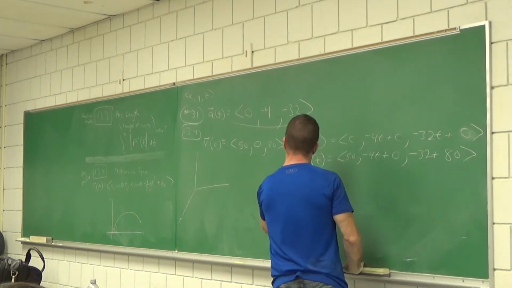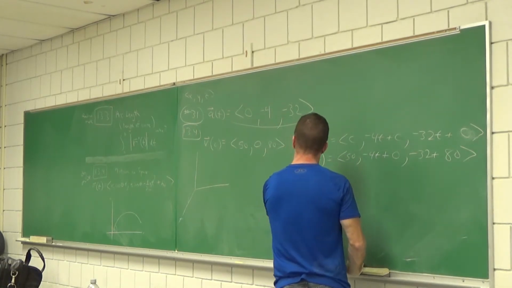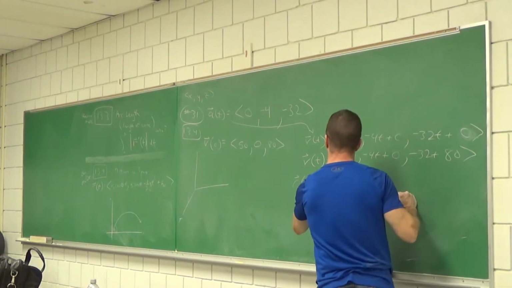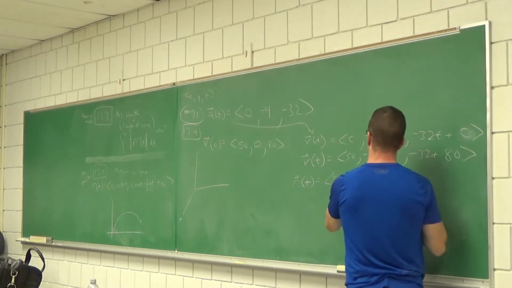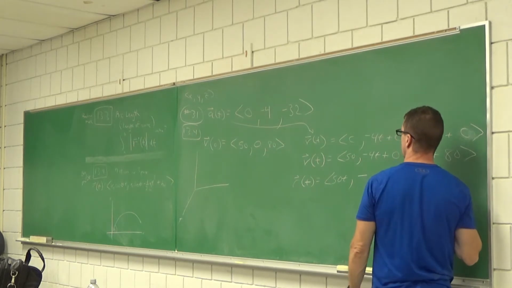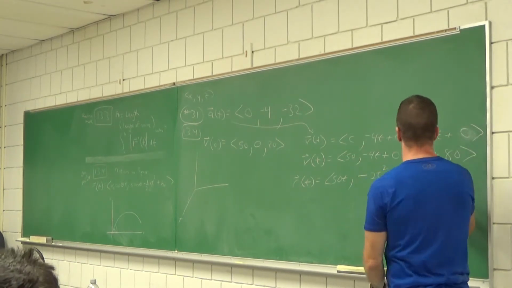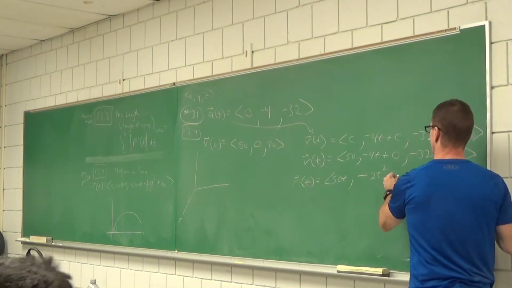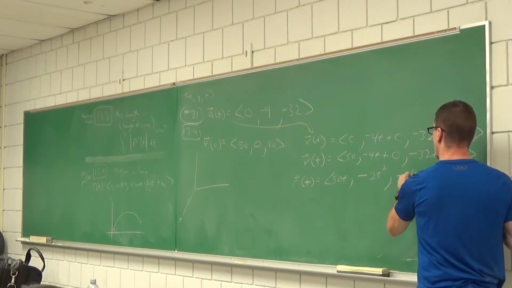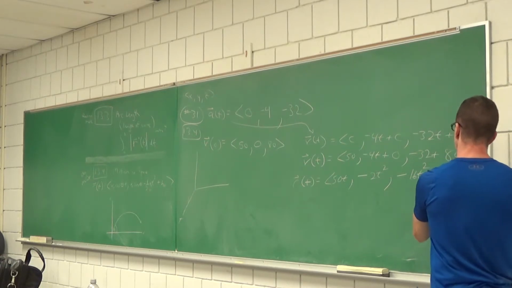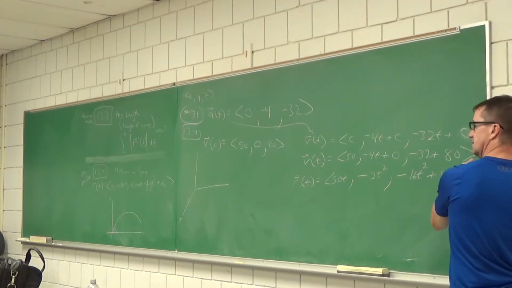All right, what's r of t? All right, here comes position. This is the position. 50t, negative, what's the integral of that? Is that negative 2t squared? Now what's that? This is the one we're worried about. Negative 32t squared over 2 plus 80t plus constant, right?